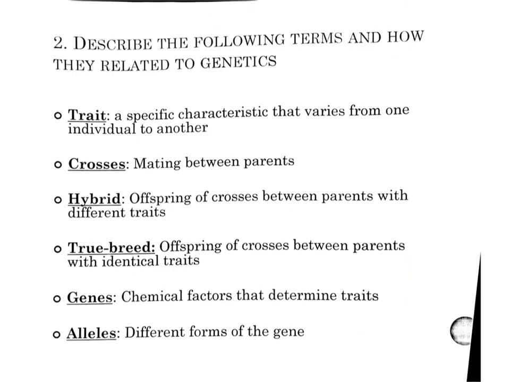This is the slide from your notes that your directions referred to. Describe the following terms and how they relate to genetics. A trait, a specific characteristic that varies from one individual to another. Crosses, mating between parents. Hybrid, offspring of crosses between parents with different traits. So crossing a tall plant with a short plant would produce a hybrid plant. True breed, offspring of crosses between parents with identical traits. So crossing two short plants would result in a short plant that was also true bred. They have the same alleles.